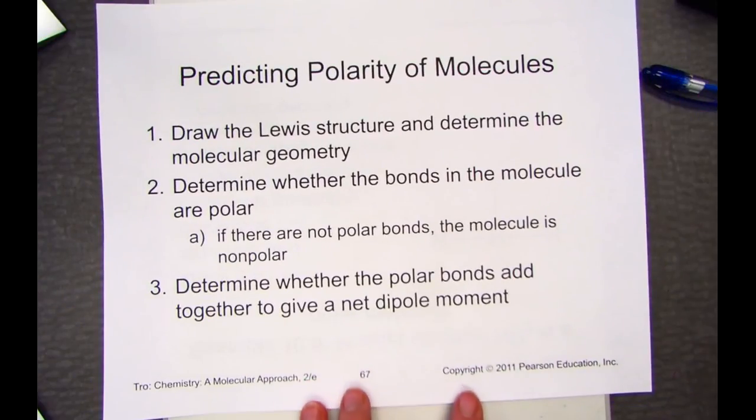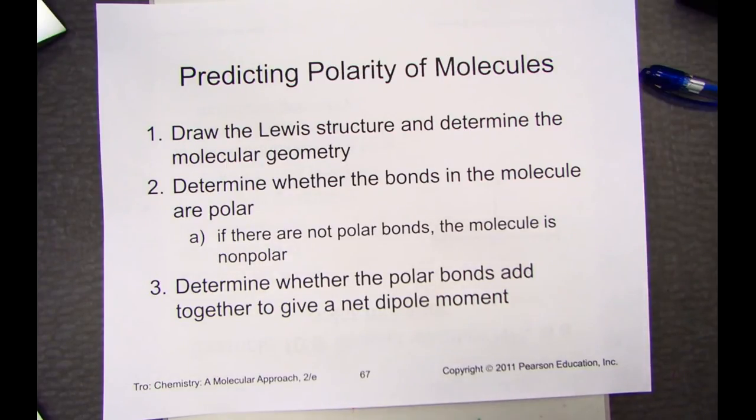Predicting the polarity of molecules. Draw the Lewis structure and determine the molecular geometry. Determine whether the bonds in the molecule are polar. And again, that's by electronegativity difference. To be honest, it's as easy as this.